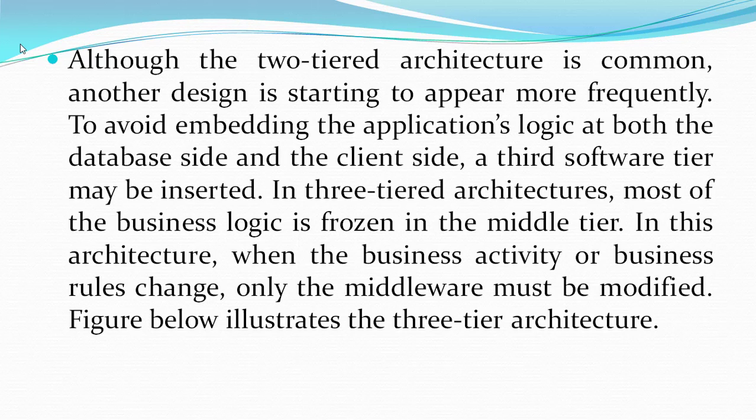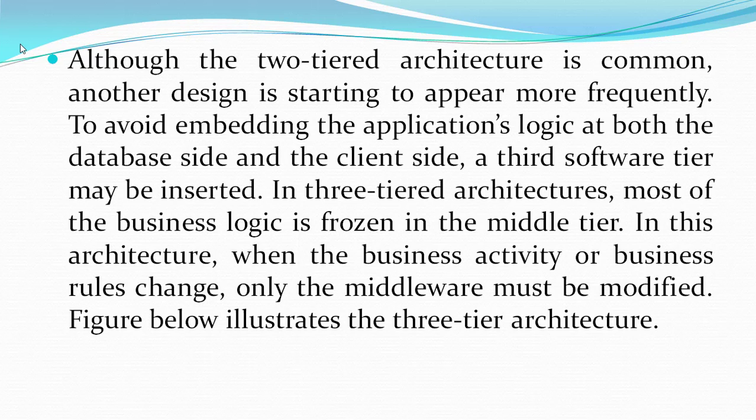Although the two-tiered architecture is common, another design is starting to appear more frequently. To avoid embedding the application's logic at both the database side and the client side, a third software tier may be inserted. In three-tiered architectures, most of the business logic is frozen in the middle tier. In this architecture, when the business activity or business rules change, only the middleware must be modified.